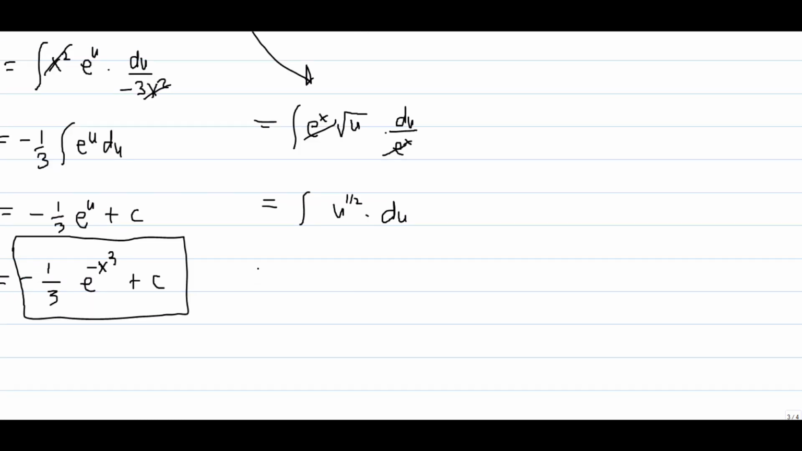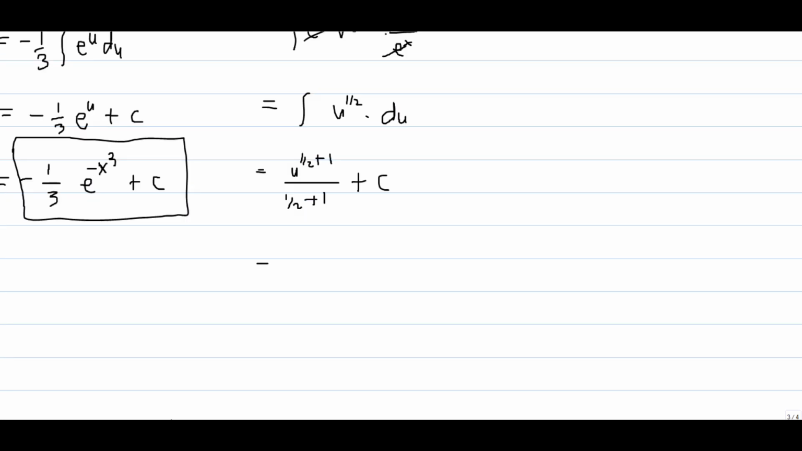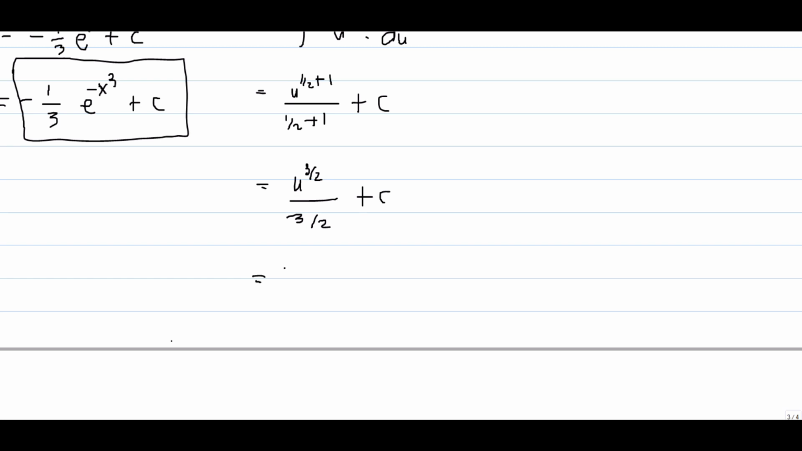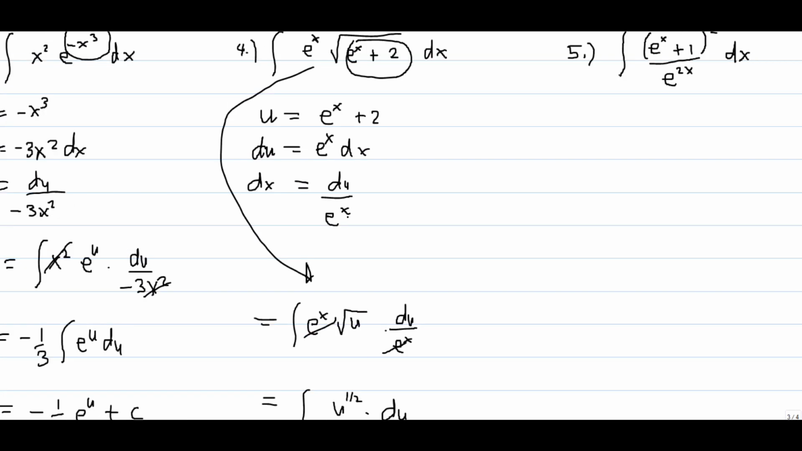So therefore we have u to the power 1/2 plus 1 over 1/2 plus 1, then plus c. So we have u to the power 3 over 2, over 3 over 2, plus c, or 2/3 u to the power 3 over 2, plus c. Then substitute the equivalent u, which is e to the power x plus 2.